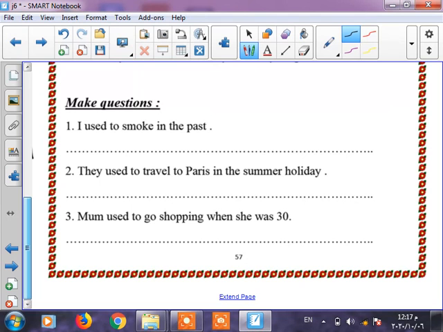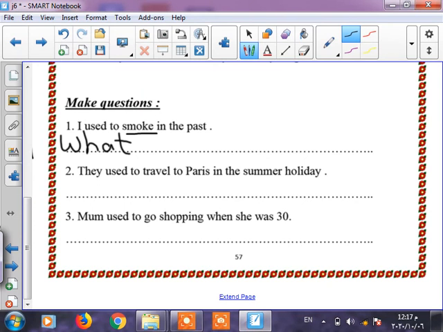Look at question number 2. They used to travel to Paris in the summer holiday. So here, I need to ask where they travel in the summer holiday. So I ask about what? I ask about Paris. Paris is a place. Also you can ask about the summer holiday. You have to choose what you want. So here suppose that we ask about Paris. Paris is a place, so I cross Paris and I ask with where.